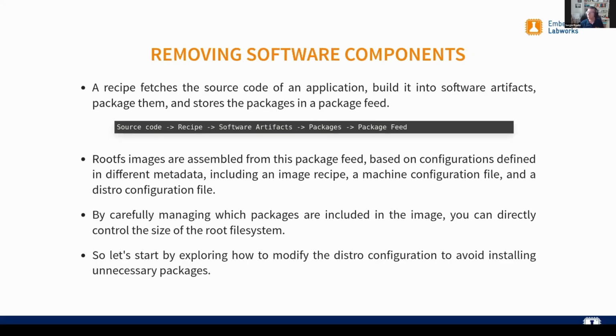Let's talk first about removing components from the system. This is one of the important concepts in OpenEmbedded Yocto. The main artifact when you process a recipe is a package or multiple packages, right? A recipe takes the source code and creates software artifacts with that: binaries, shared libraries, tables, documentation, etc. Those go to packages, that go to a feed, and that feed is used to generate the image. So if you want to remove components from the image, what you want to do is remove packages from the image. That can be done at the distro level, at the machine level, and at the image level.